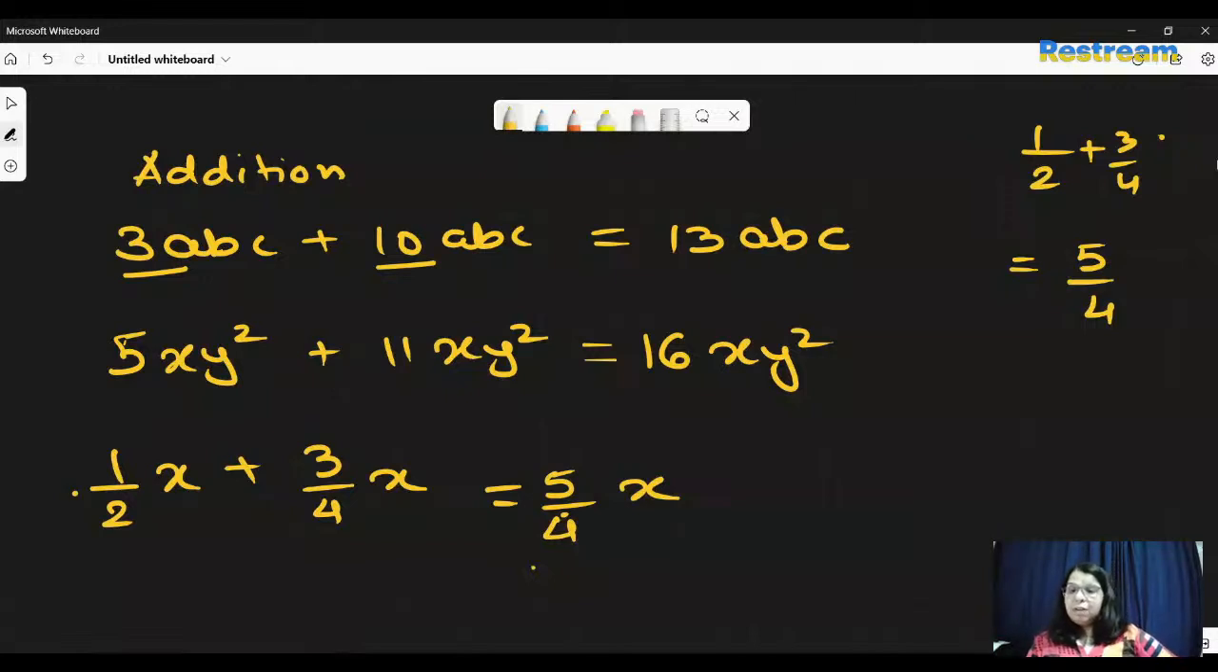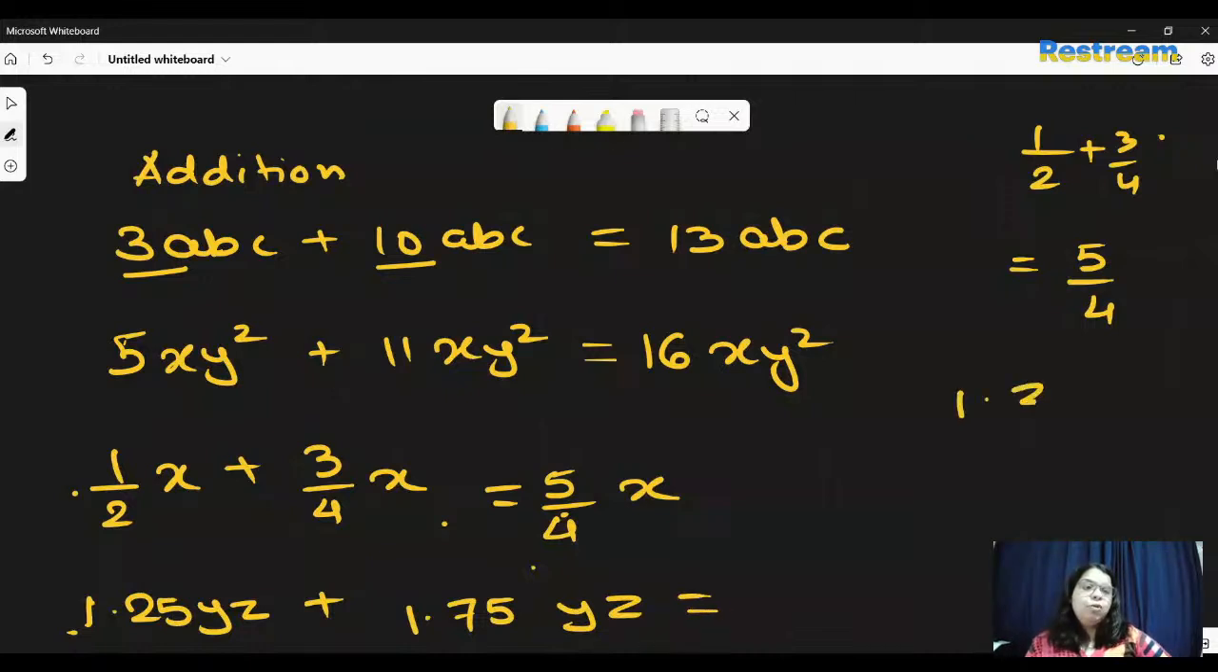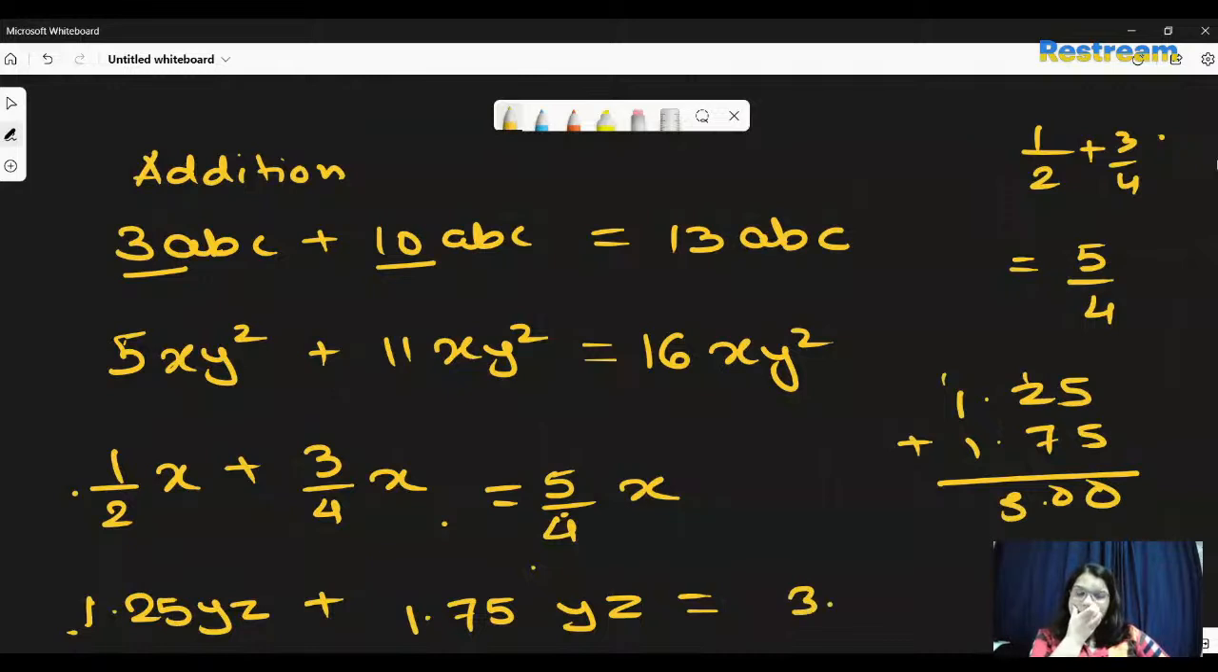Okay, so let's say if I have a decimal point, so 1.25yz plus 1.75yz equal to. If I have 1.25 plus 1.75, I will have 3.00yz. Now this is all possible. Okay, and that is why I'm trying to emphasize on it so much.